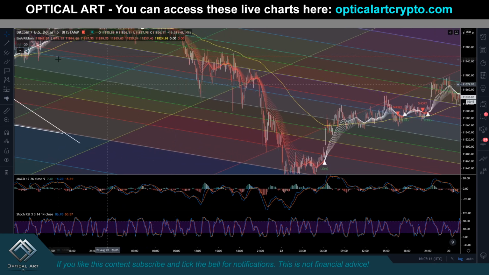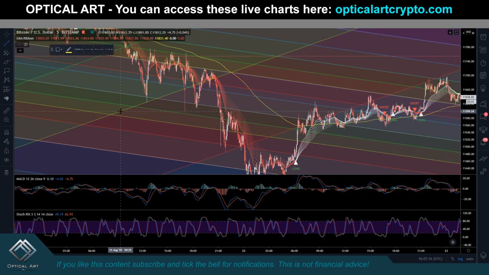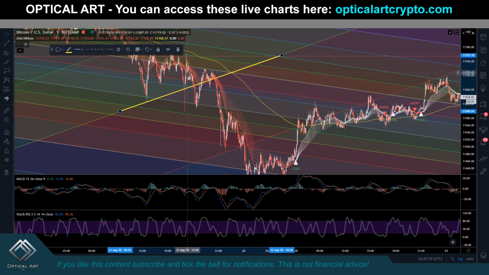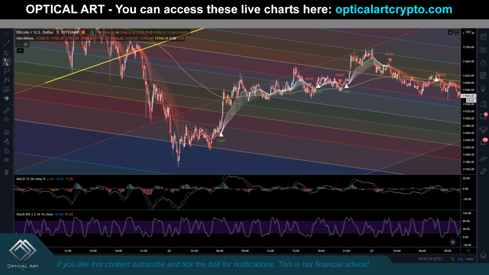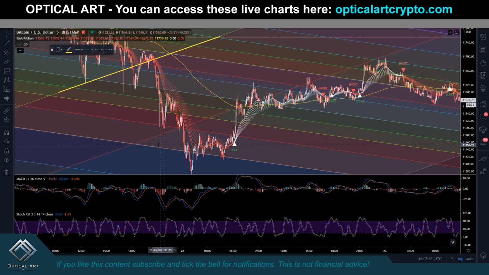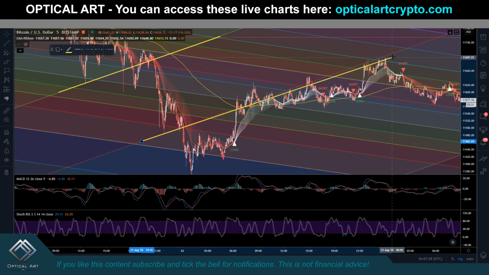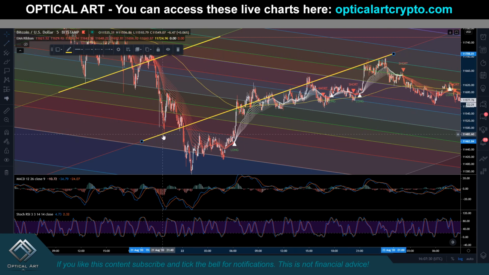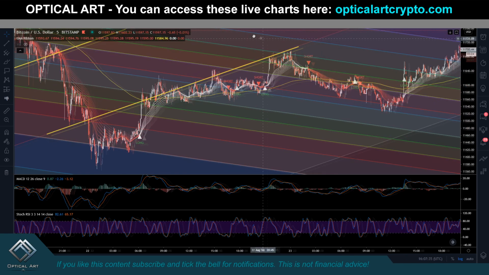notice when we hit this line right here, this fib channel line, we found perfect support on it, pushed up, came back below it, pushed back up above it. As soon as we broke it, we dropped. This is the next fib channel line over. Notice that when we hit this one, it became perfect support. We got a bounce, we got support, fell through it, pushed back up to it, and it became resistance.